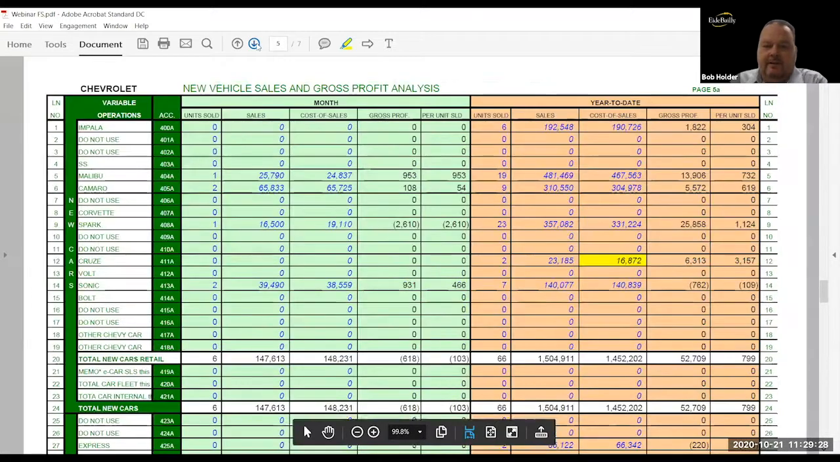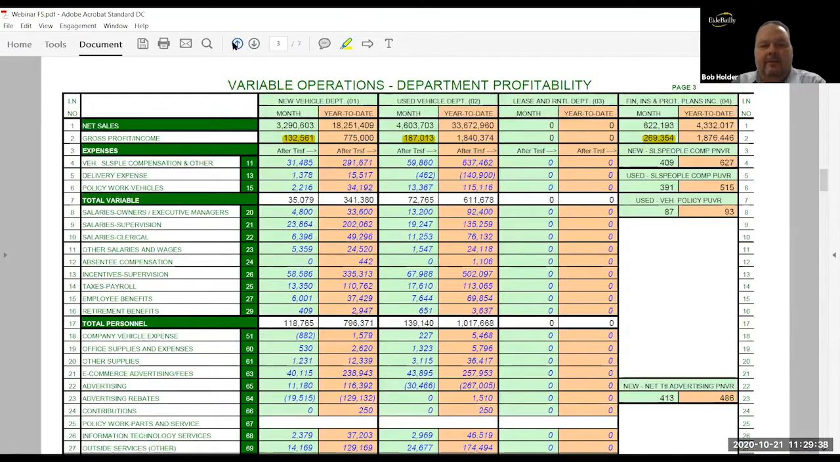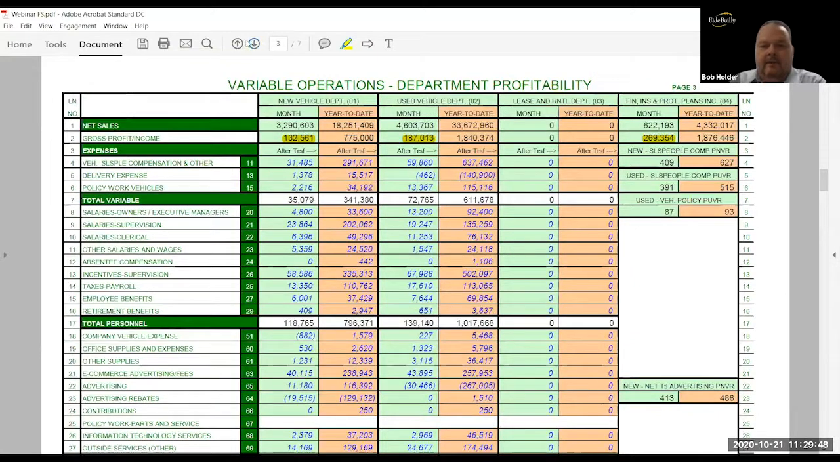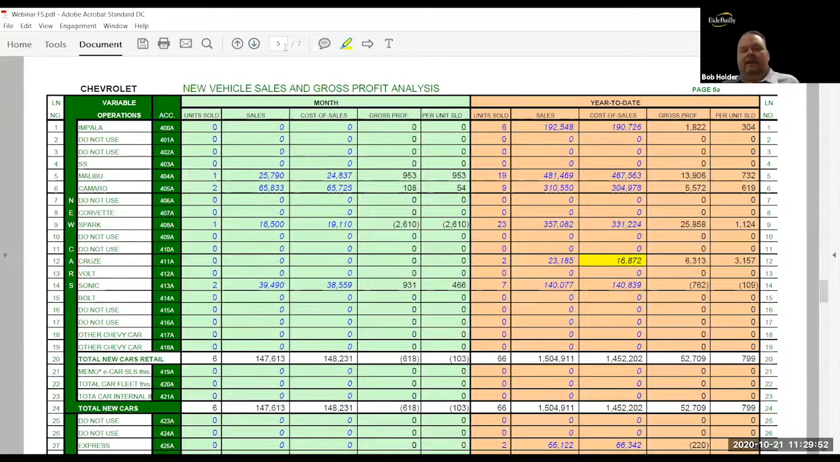So here is the actual breakdown of the vehicle sales, month to date. I think I forgot to mention that. The green on the left side is month to date, and then there's the year to date on every one of these. So the green is month to date, orange is year to date. And then we go to the detail, and we can look at it here.